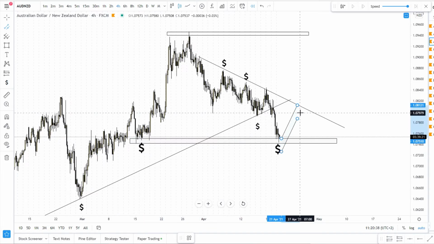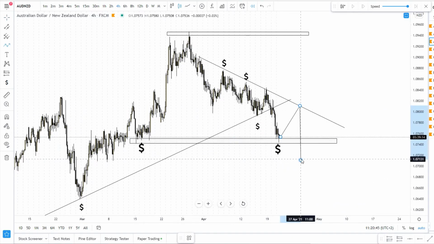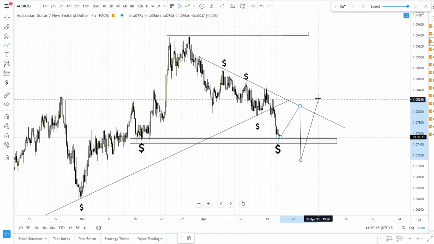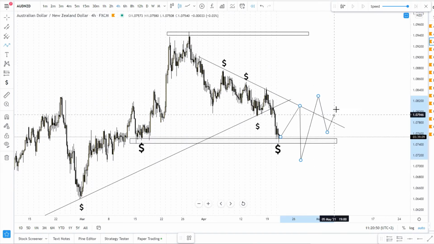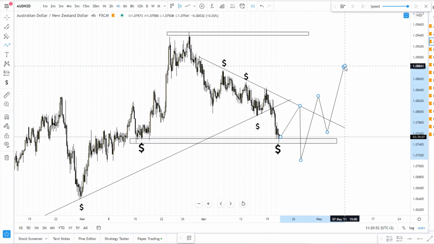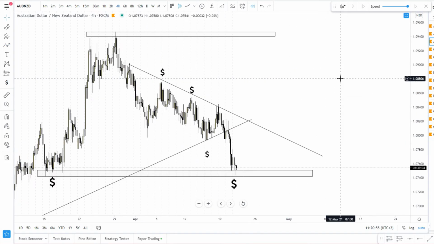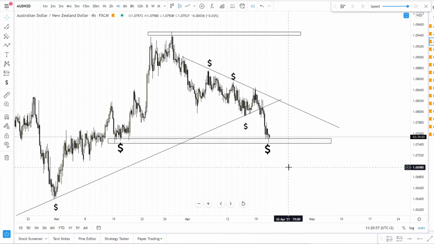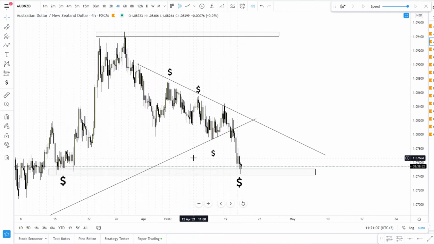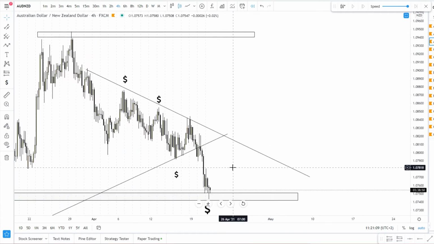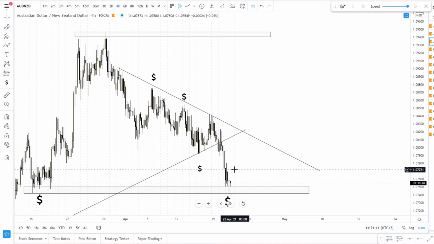Then, for example, what can happen? We may go down, take this, again make some move, and break this, and continue up to take all of these. Of course, I'm not guessing here, I'm just imagining what can happen. Why would I take a trade here at this point? I would take that trade if I see price action, for example, we break these highs and we make some market structure.